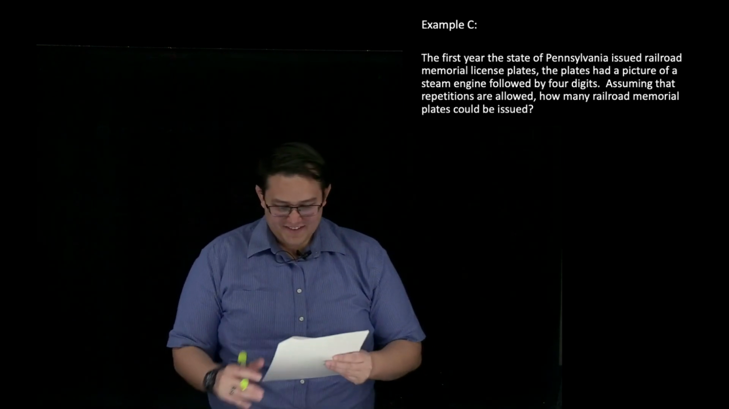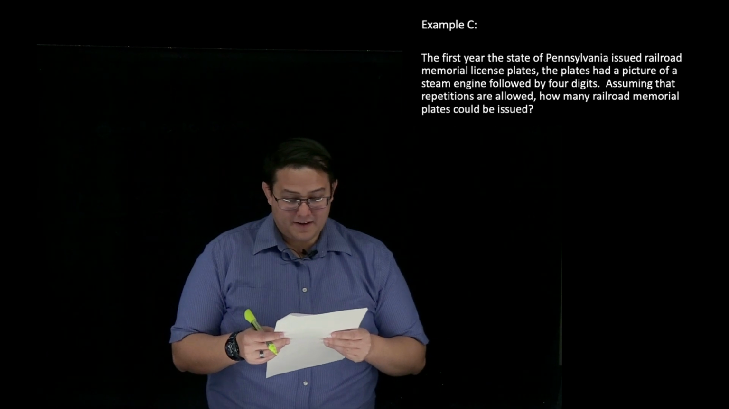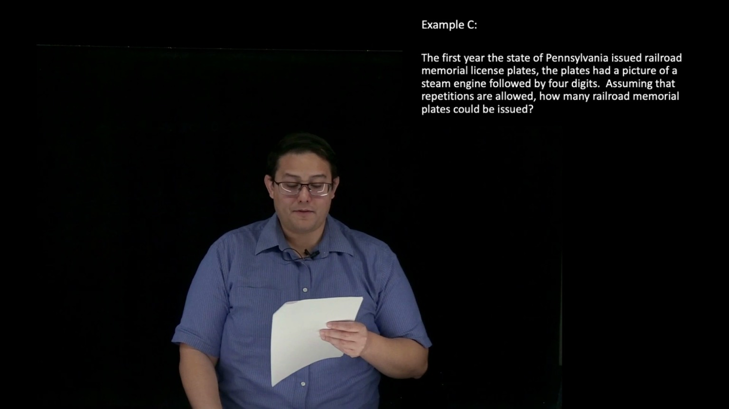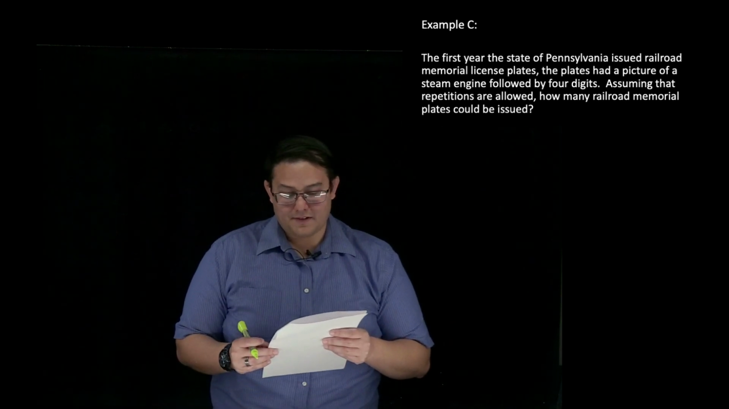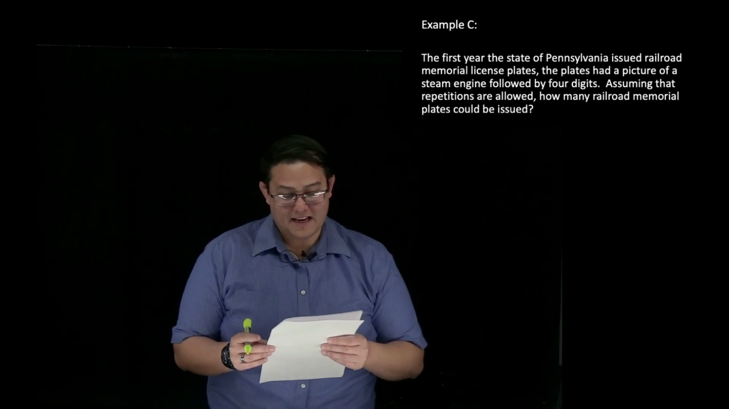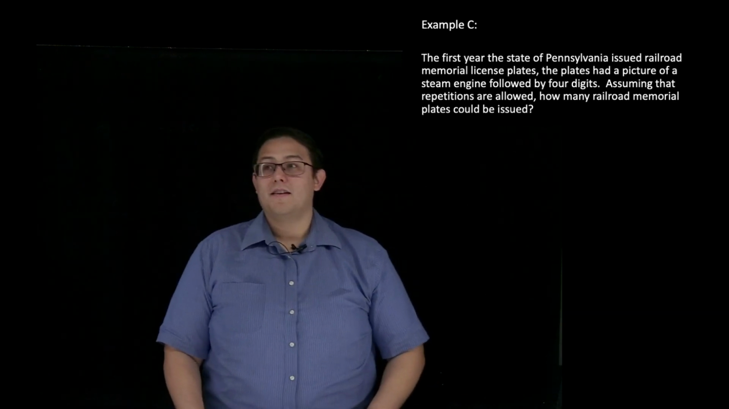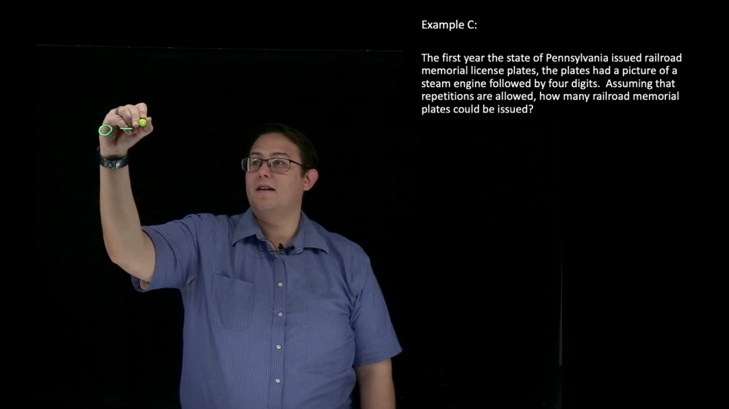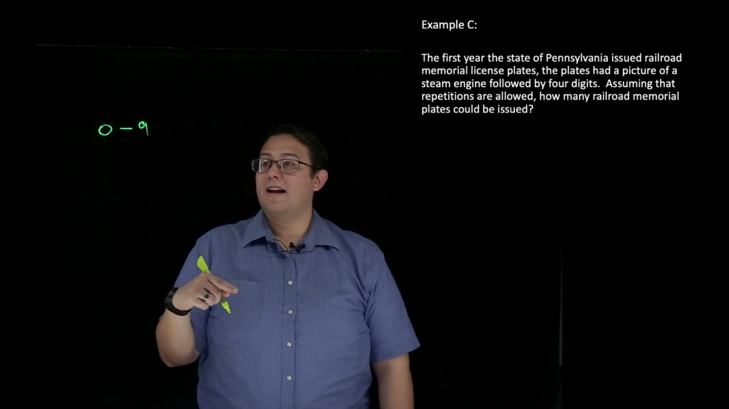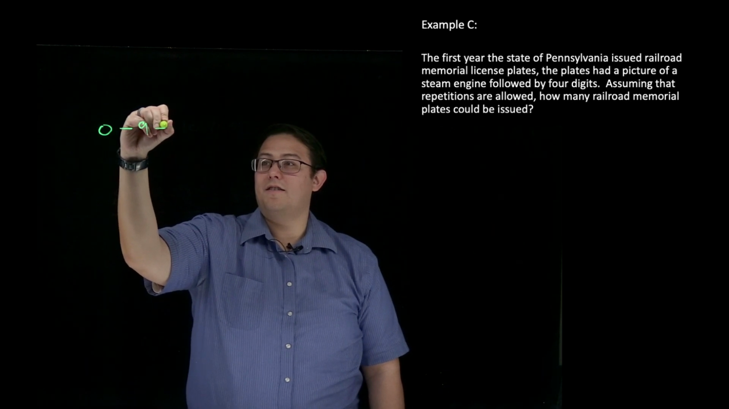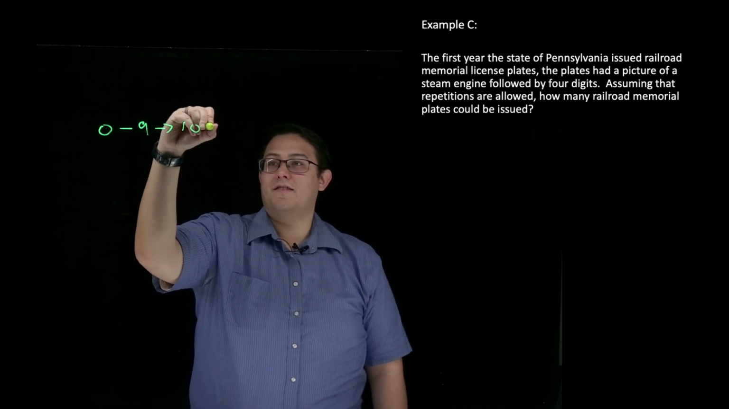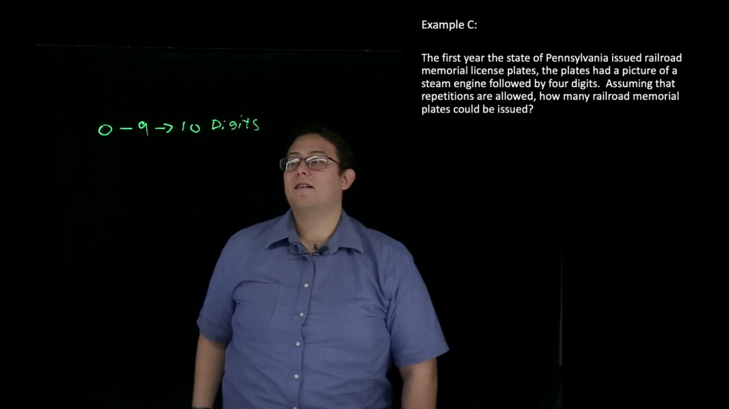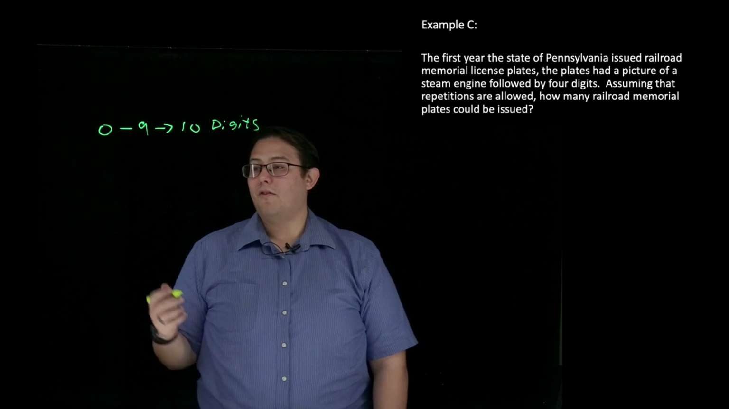So for example C, the first year the state of Pennsylvania issued a railroad memorial license plate. The plate had a picture of a steam engine followed by 4 digits. So assuming that repetitions are allowed, how many railroad memorial plates can be issued? Okay, so we're going to be inserting the digits 0 through 9. And so 1 through 9 are 9 digits, and then 0 counts as a digit too. So that means we have 10 different digits. 10 digits, okay? So the memorial had 4 of them.